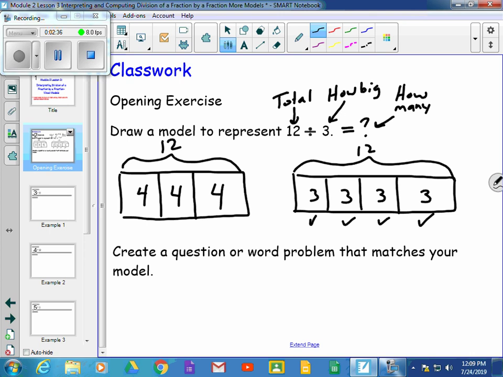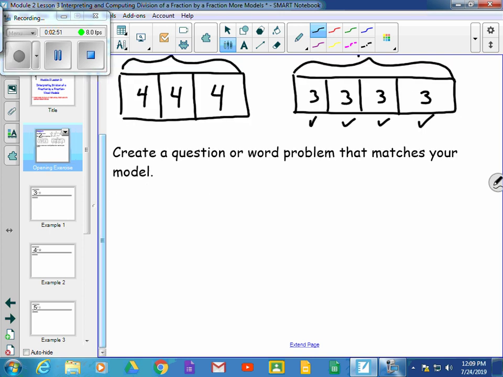So for each of those models, if you understand what these numbers mean, total divided by how big equals how many, or flip it, total divided by how many equals how big, the models are easier to draw. Now before we end, let's create a question or a word problem that matches your model.